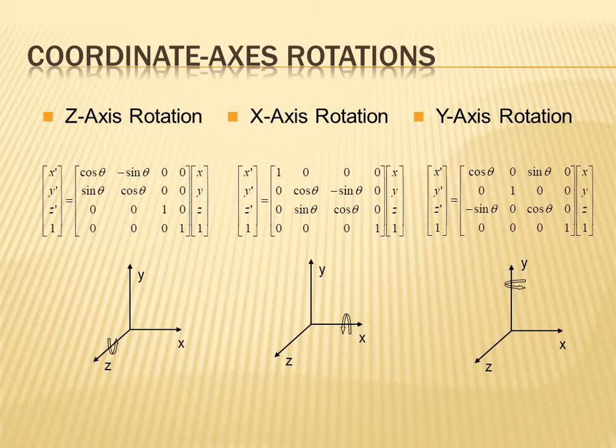Now the z-axis rotation is given by this matrix. This is the z-axis rotation. This is the standard matrix for x-axis rotation. This is the x-axis rotation. And this is the rotation matrix for y-axis, and this is the y-axis rotation. In this way you can perform the rotations about any principal axis. If you have the value of angle of rotation, you can put the values of cos theta and sin theta, and you can perform the rotation about any axis of any 3D object.